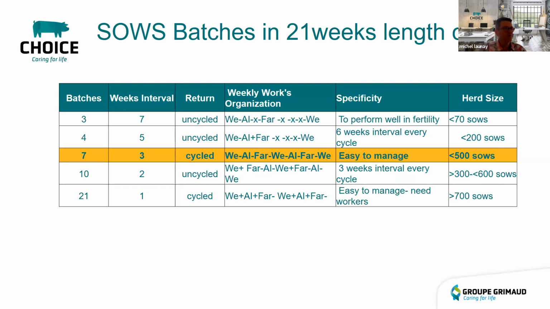And then you have the weekly management, 21 batches. In this one, you have a specific task every week, so it's easy to manage. It needs workers, but it's of course for herds of more than 500 sows or more than 700 sows.